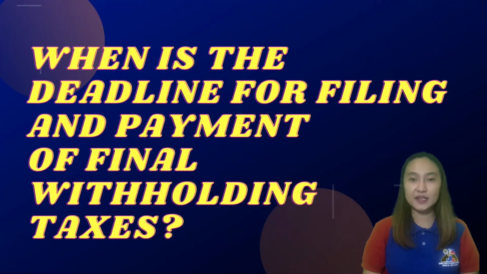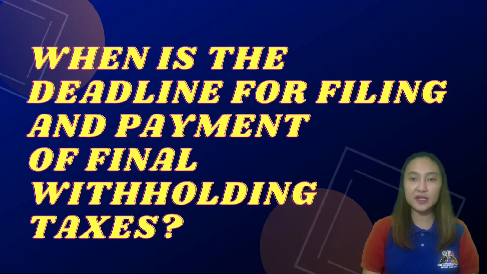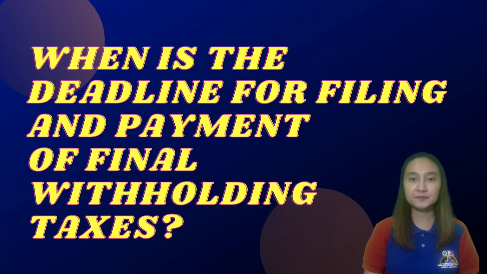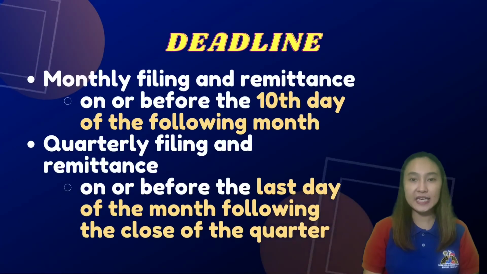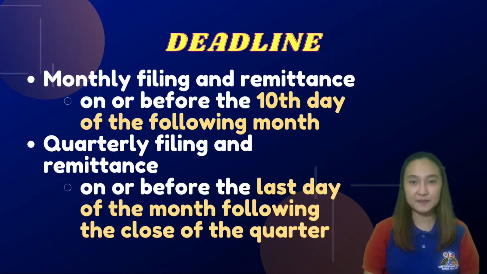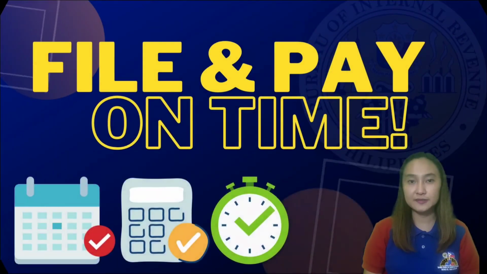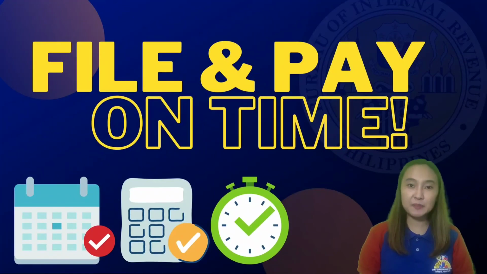When is the deadline for filing and payment of final withholding taxes? Deadline for the filing and payment of final withholding tax returns are the following. For monthly remittance, on or before the 10th day of the following month. For quarterly remittance, on or before the last day of the month following the close of the quarter. Don't forget to file and pay your taxes on time to avoid penalties.